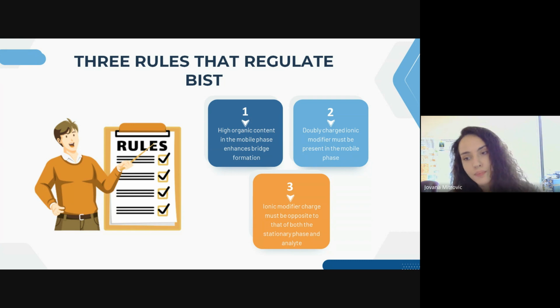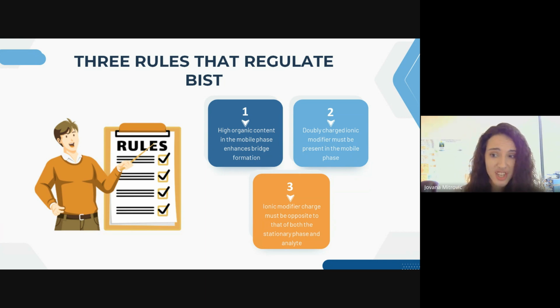For rule number 2, we have to include a doubly charged ionic modifier in the mobile phase, like sulfate or magnesium, for example. Single charged ions will not work. And last, rule number 3, the ionic modifier must be opposite in charge to both the stationary phase and the analyte. This ensures that it can bridge the two. These 3 rules are simple, and when applied correctly, they unlock a very powerful retention mechanism for molecules that would otherwise defy separation.